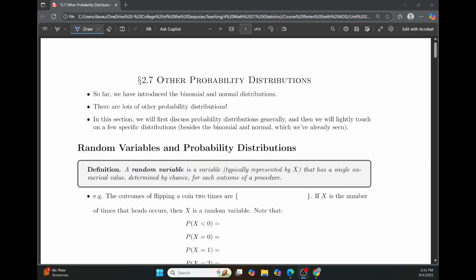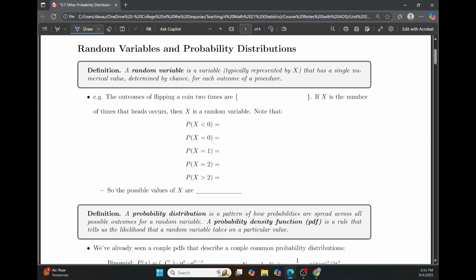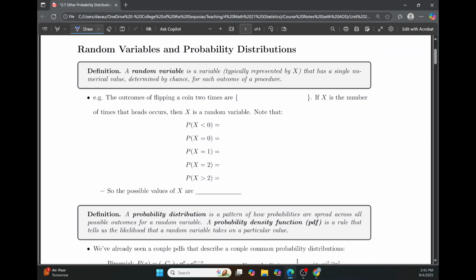So first of all, let's talk about random variables. We've talked about the binomial random variable and the normal random variable, but more generally speaking, a random variable is a variable that has a single numerical value determined by chance.